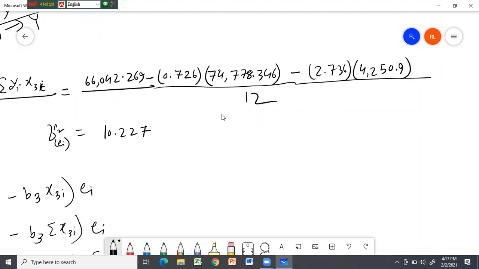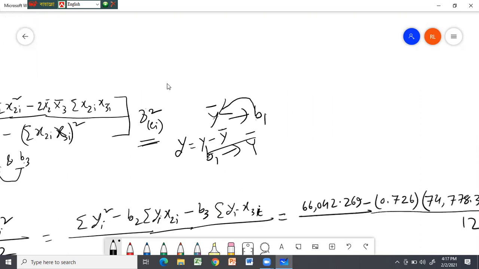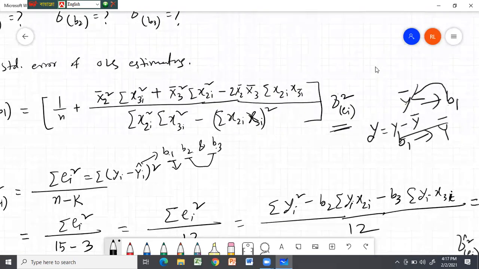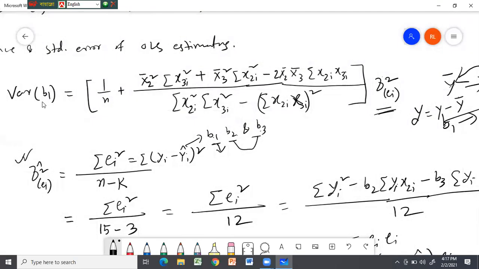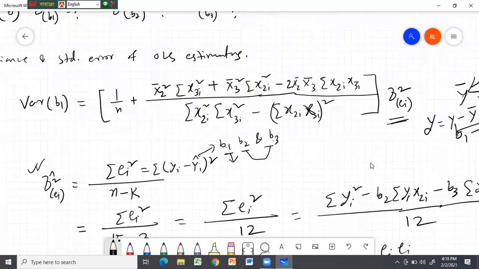Now replace it. আর এটা কোথায় বসাবো জানি আমরা? Here in the calculation of the variance of B1. In that point, sigma square ei, we will put down the value of 10.227. Okay, that is our error variance.